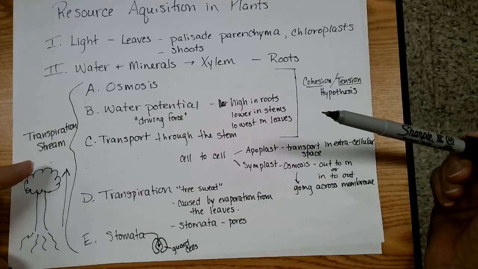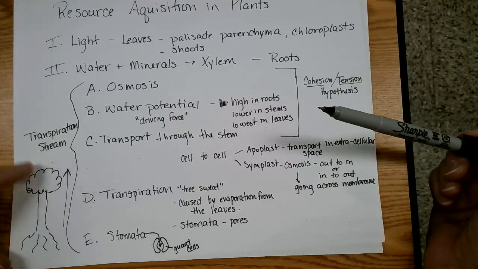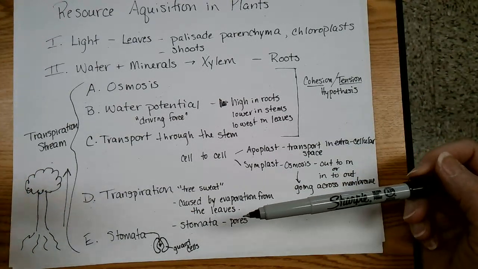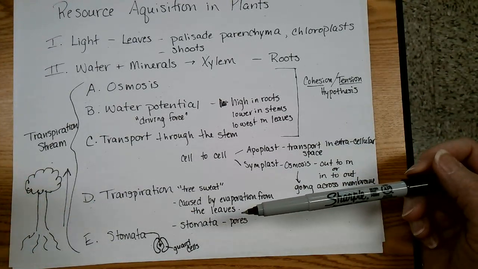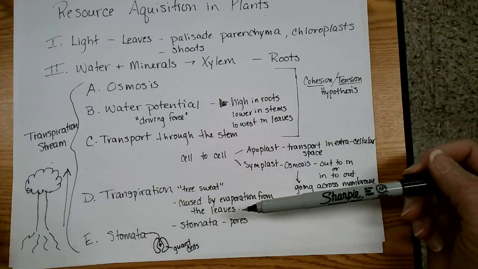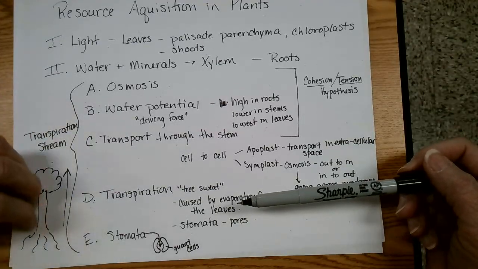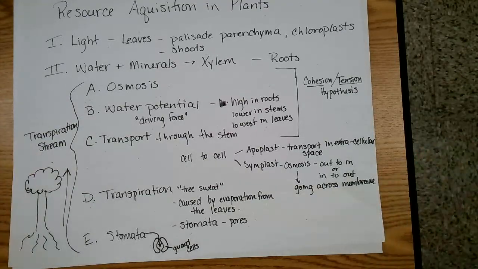But the leaves ultimately are where it all begins. The leaves have to open up their stomata, let some water evaporate from the leaves. And then once that happens, it lowers that water potential there. The driving force of the transpiration stream then flows that water upwards.